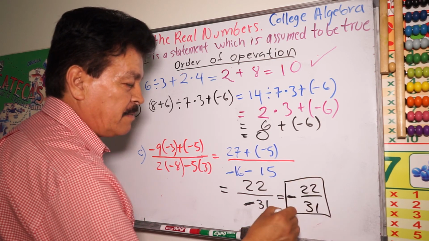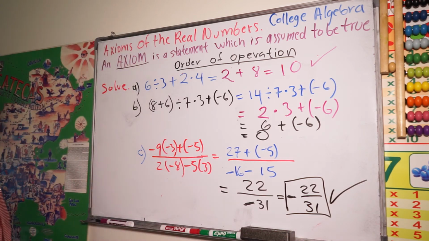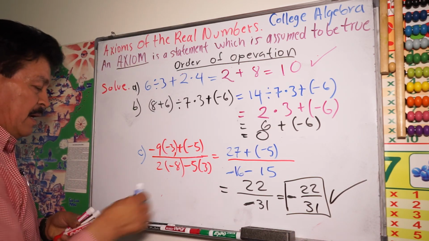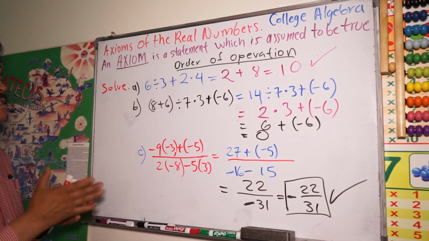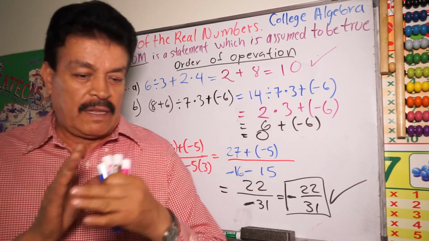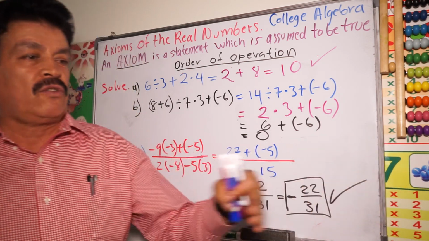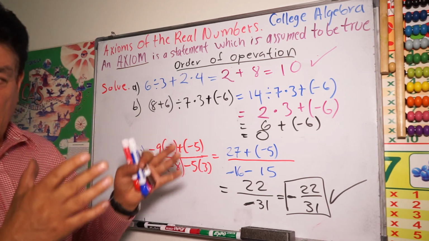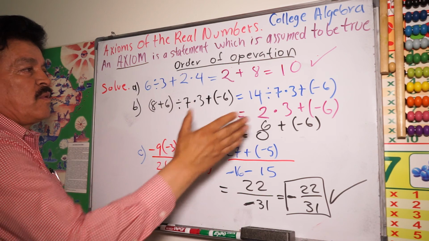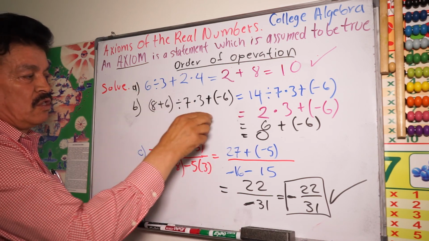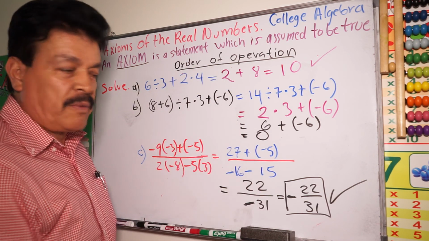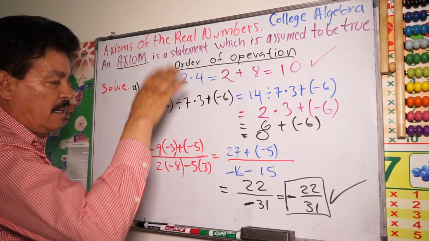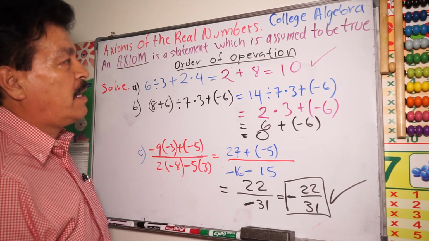So that's it. Order of operations, okay? Very important. Remember how to solve this when you have different kinds of operations, multiplication, division, addition, and subtraction together. Start from left to right, but the first step, you solve all parentheses or brackets. Solve it, and then the rest of the operations are going to be easy like this example.